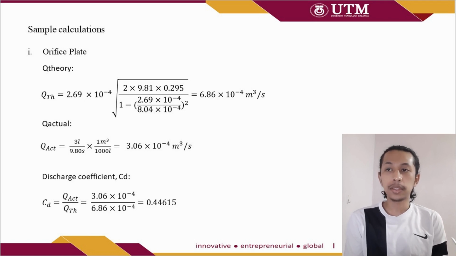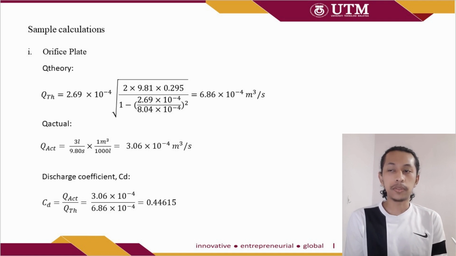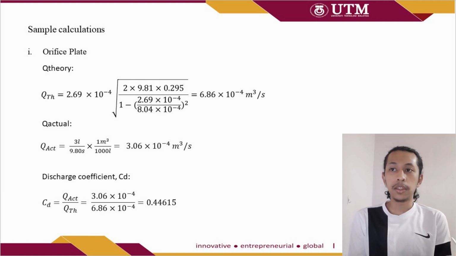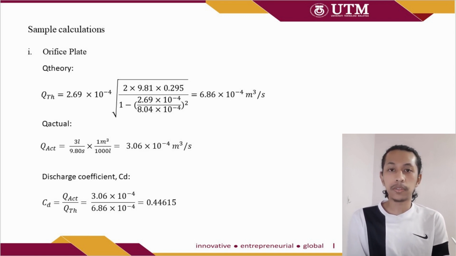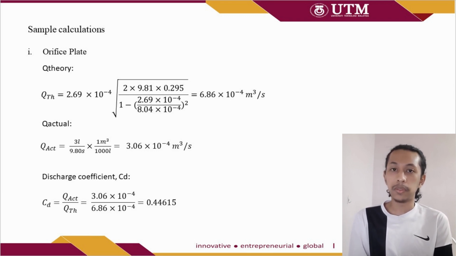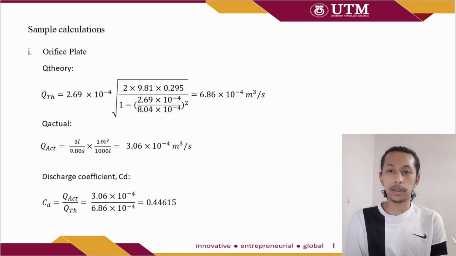For the sample calculations, we put some examples of our calculations of how we calculate the theoretical flow rate, the actual flow rate, and the discharge coefficient. As you can see in the slides, we find the theoretical flow rate from the equation, and we find the actual flow rate from the volume and the time, while for the discharge coefficient we use the ratio of the actual flow rate to the theoretical flow rate.